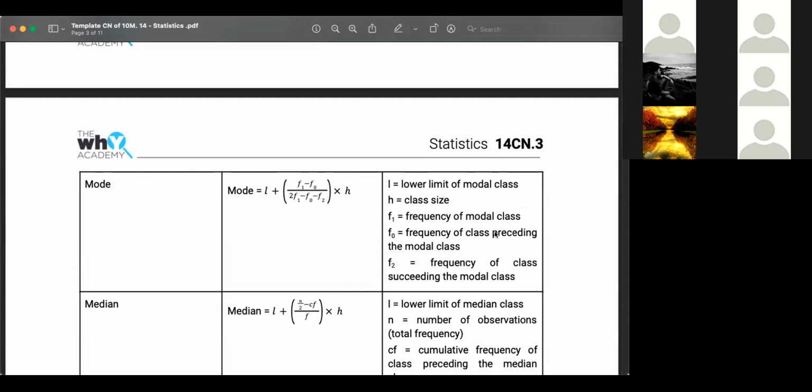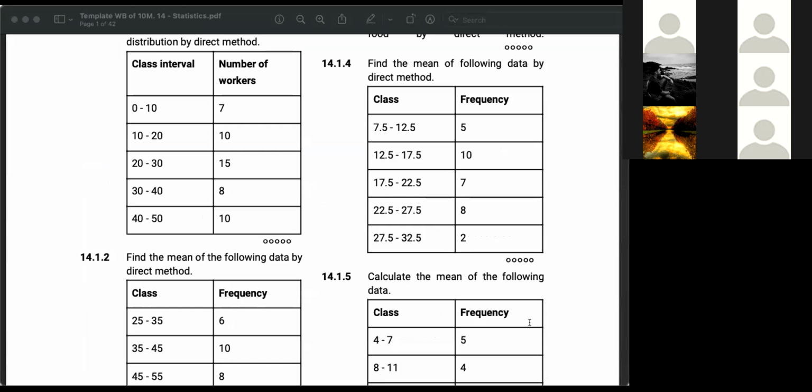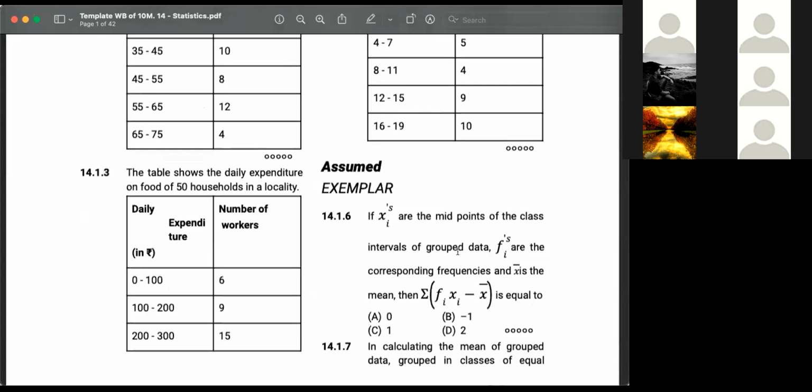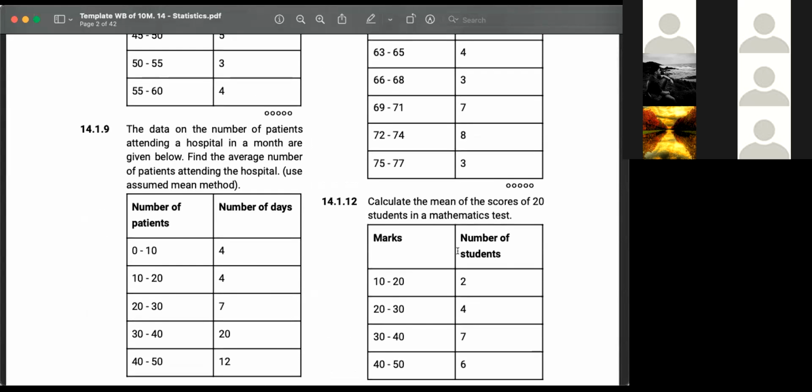So you can just write it the way you would understand it, instead of writing preceding the modal class, succeeding the modal class. Just write the one before the modal class, the one after the modal class. It will be easier to understand. Okay. All right. Ma'am, here we don't need the class mark column, right? No. So we'll do one problem for this.